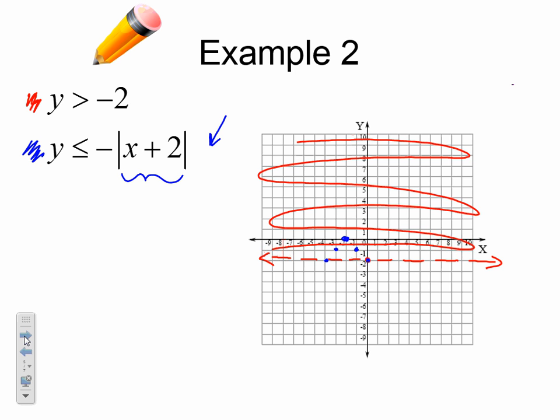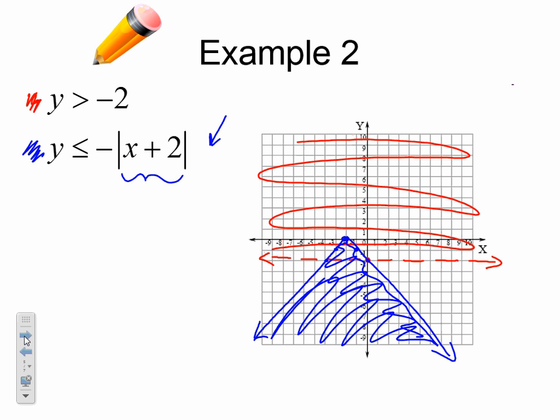And this is a solid line that I will use to connect these points, making my V shape, because it's less than or equal to. There's the absolute value V in blue, and now I need to shade everything less than that. That's underneath, inside here.